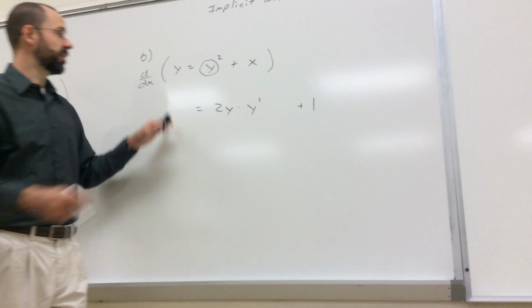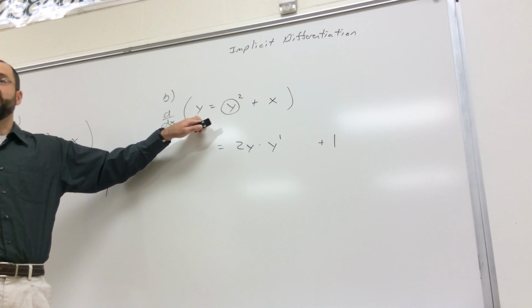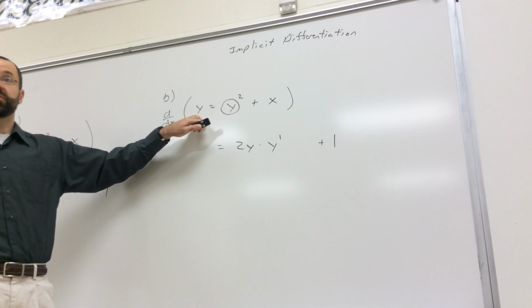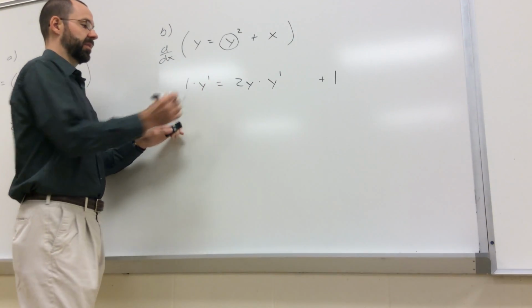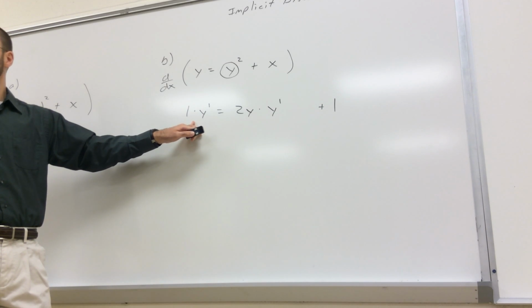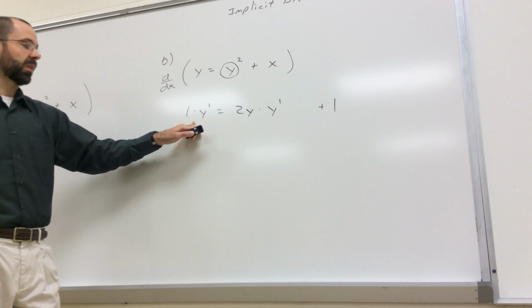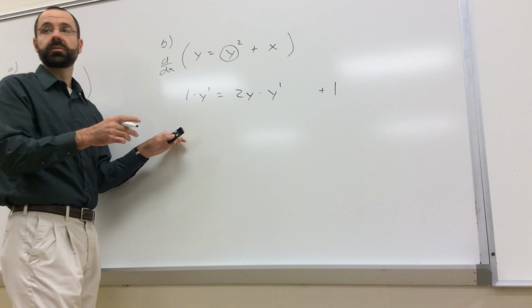Okay, and then over here, you can even kind of treat this as a chain rule. If this was just an x, the derivative would be 1. So the derivative of y is just 1. But then you have to times by y prime from the chain rule. Or, I mean, the derivative of y, we've been writing that down as y prime for a while.